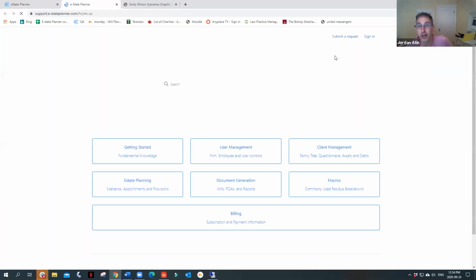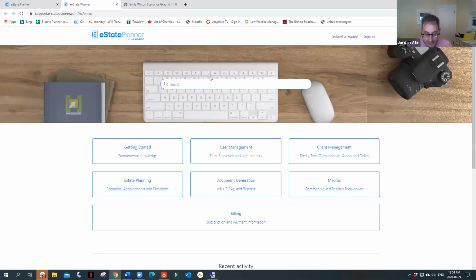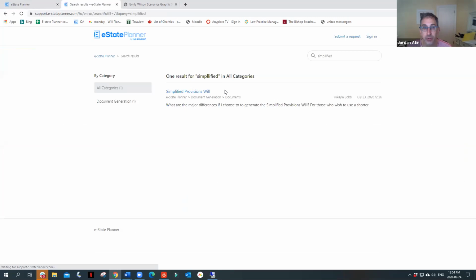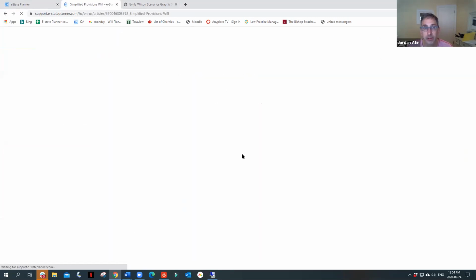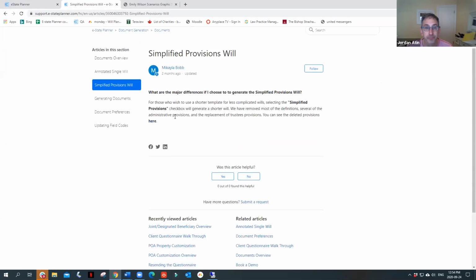And if you're satisfied without it, maybe look at it once and just say to yourself, okay, I can use that anytime. I think it's called simplified. I can use that anytime I don't have this issue or that issue, right? So here is, if you go to, what are the major differences if I choose to generate the simplified provisions?